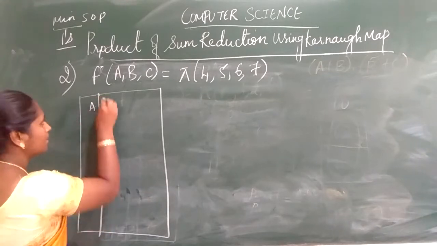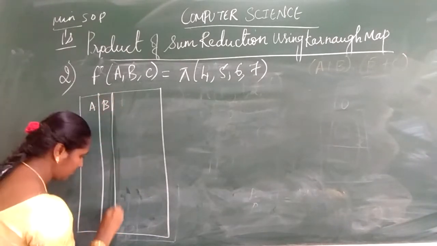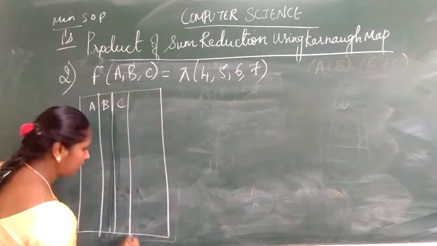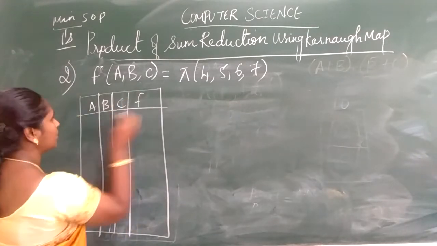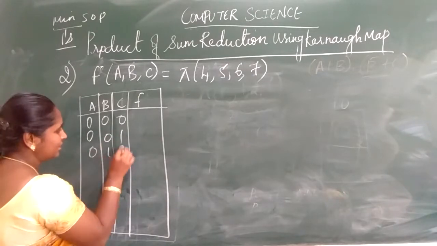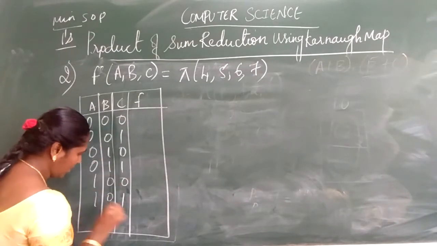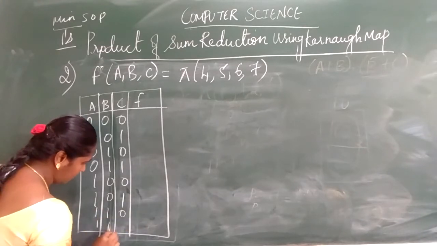A, B, C, function f: 0 0 0 0, 0 0 1 0, 1 0 0 1, 1 1 0 0, 1 0 1 1, 1 1 0 1, 1 1 1.